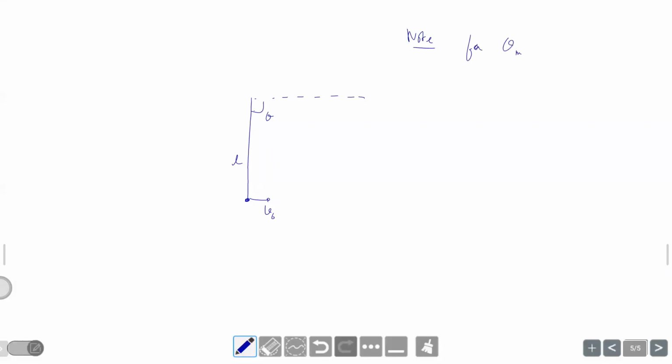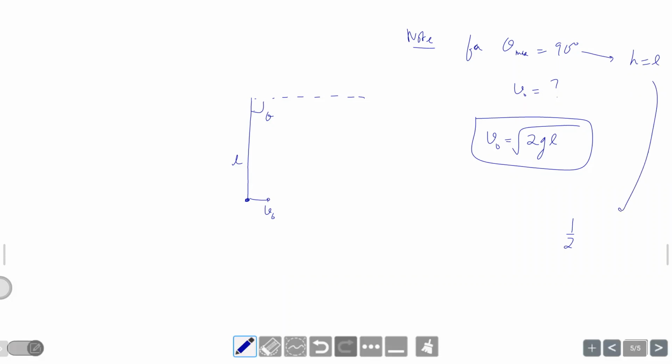For the maximum angular displacement to be 90 degrees, how much will V naught be? So you see that the condition is that V naught should be root 2gL. It is very easy. If it just about reaches 90, it should stop at that position. So this initial kinetic energy should be this much potential energy. The condition is basically for 90 degrees, h should become L. Now h is equal to L, that means half m v naught squared should be equal to mgL.